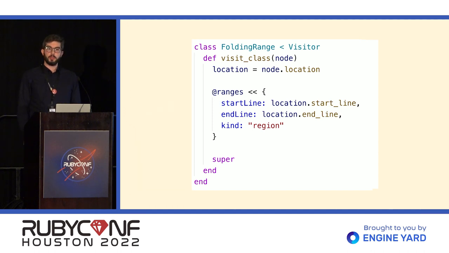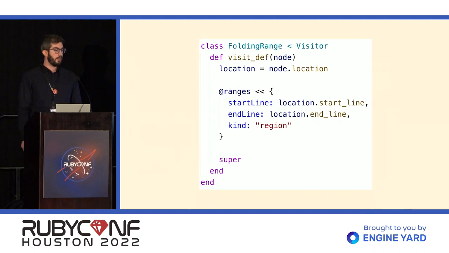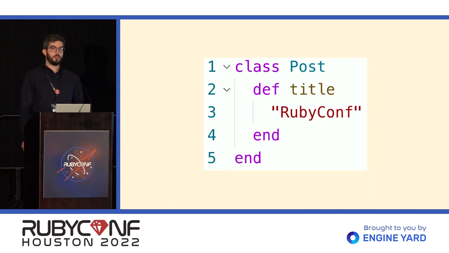And finally, to implement the method definition folding, it's completely identical, with the only caveat that you need to override the method that is related to method definition nodes. So we override visit def, but the body of the implementation is just the same. We just take the location of that node in the file and push a new range for it. And that already allows us to completely fold our post class here, which was our example that we were trying to implement.